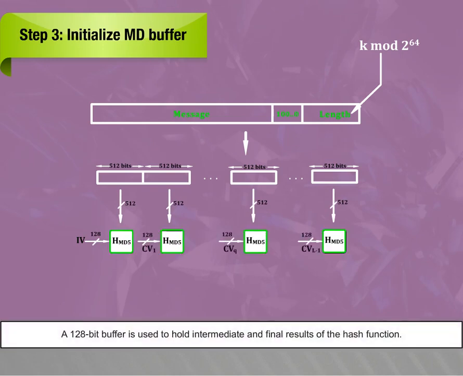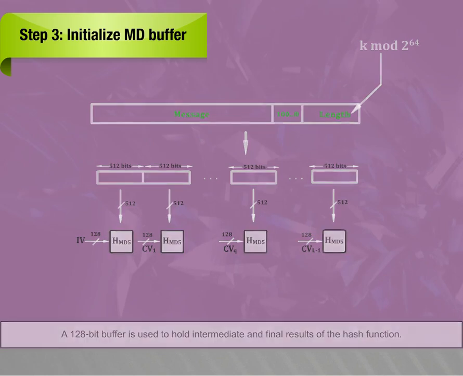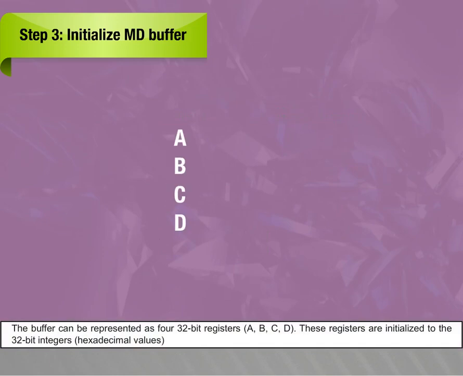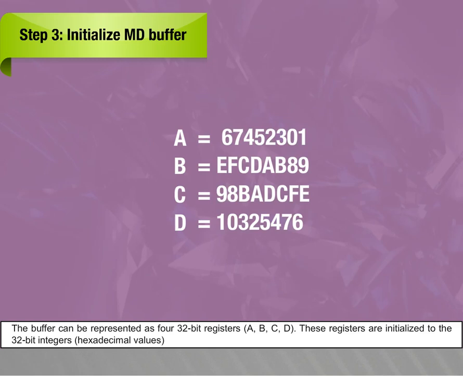A 128-bit buffer is used to hold intermediate and final results of the hash function. The buffer can be represented as 4 32-bit registers A, B, C, D. These registers are initialized to the following 32-bit integer hexadecimal values: A is equal to 67452301, B is equal to EFCDAB89, C is equal to 98BADCFE, D is equal to 10325476.